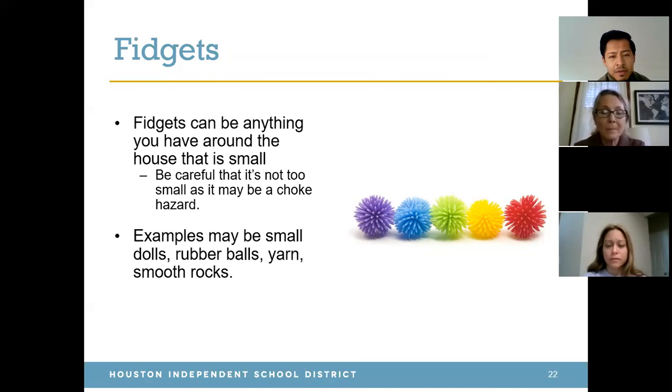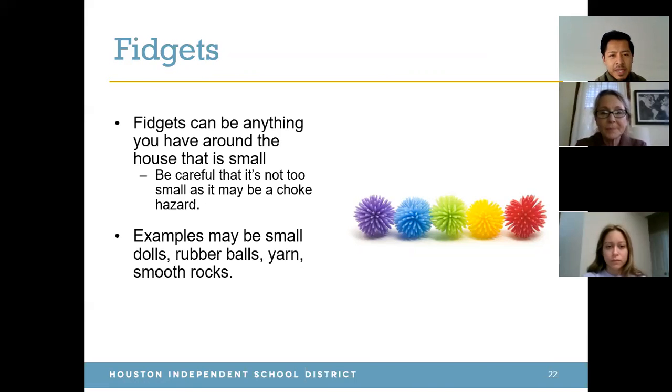But another idea for this is a fidget, or any sort of item that you can have in your hand. Make sure that it's not too small because it can be a choking hazard. But anything that a child can hold in their hands can be a fidget, and that just allows them to have something to kind of focus their mind on.